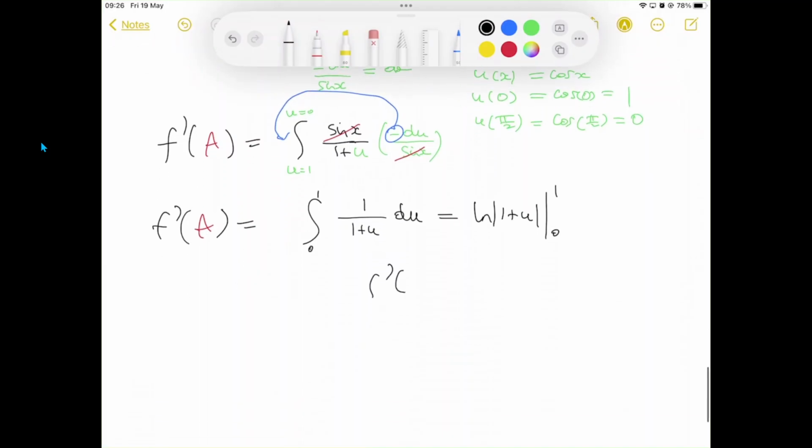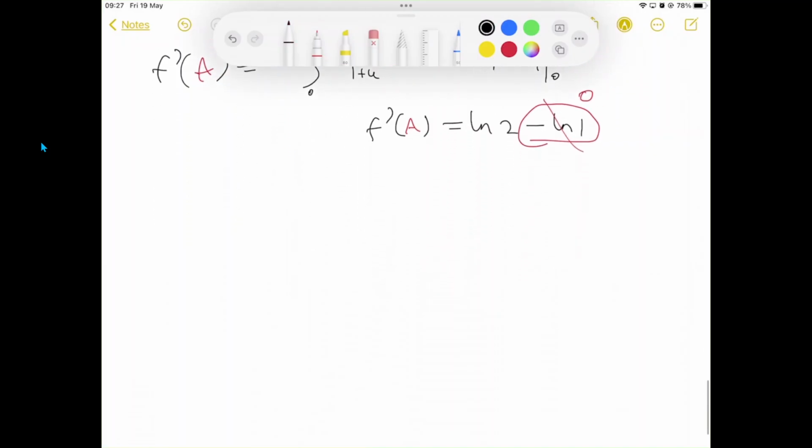So f prime of a is equal to all of that absolute travesty. I'll write a in red, of course, of ln of, well, if you sub in 1 into u, you get ln of 2. And if you sub in u equals 0, you get ln of 1, which happens to be 0, and you can cross that out. So f prime of a equals ln of 2.